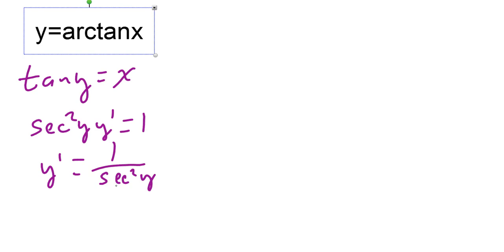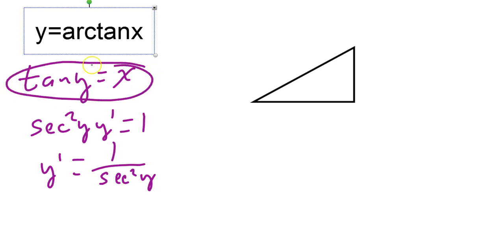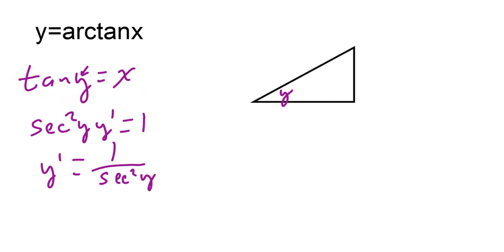So to do this I need to draw a right triangle, okay? Using this equation, I know that y must be my angle, so put y here, and this x must be the ratio of sides that are opposite and adjacent, correct? This x must be the opposite side and the adjacent side to my angle is 1, because the definition of tangent is opposite over adjacent. So that would be x, that would be 1.